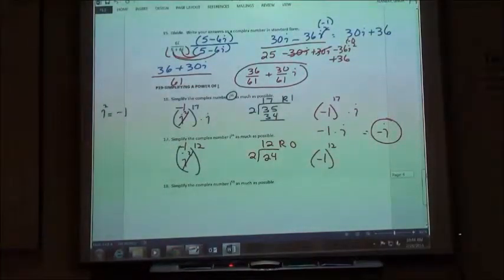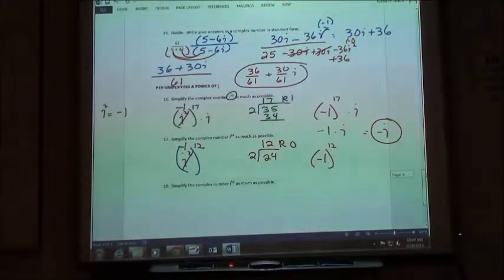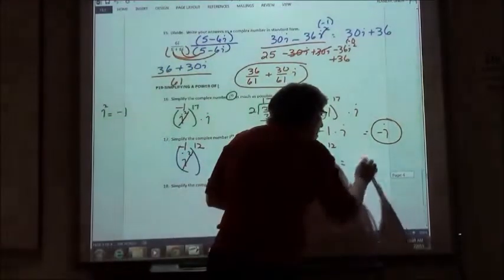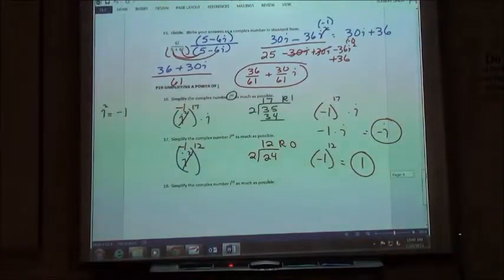What is -1 to the 12th power? Positive 1, because all those negatives cancel out and make it positive. And 1 times 1 times 1 times 1 is just 1. Can't do anything else to simplify 1. So I just get a 1 for my answer.